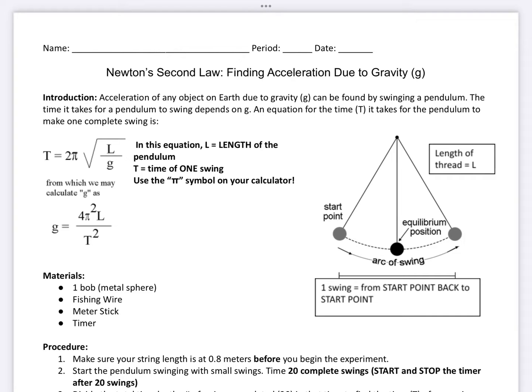Good afternoon, gentlemen. This Edpuzzle is going to go over how to properly use the equation that is given on the Newton's second law finding acceleration due to gravity lab. I will be using artificial data to complete this lab, showing a sample calculation and how to input it in your calculator. You are going to have to sub in your own data that you've collected.